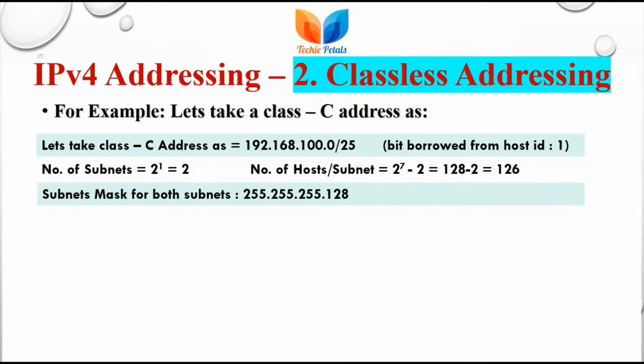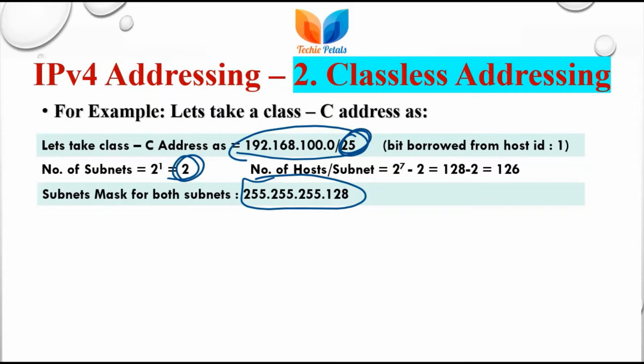Next, the subnet mask for both possible subnets, meaning 2 subnets are possible within this IP address. We can create 2 subnets if we are borrowing 1 bit from the host ID. And for each, the subnet mask will be the same, because network ID bits will be 25 for both subnets. So the subnet mask will be the same for both subnets, that is 255.255.255.128.